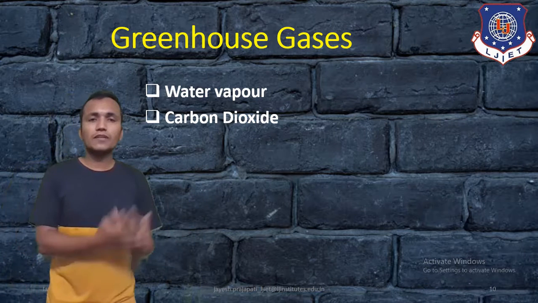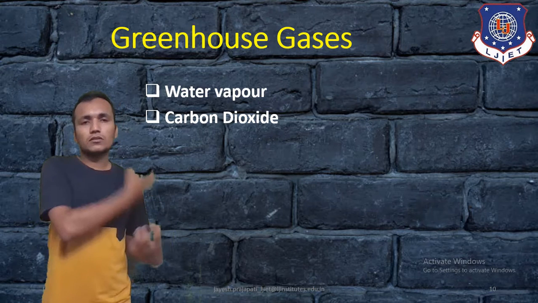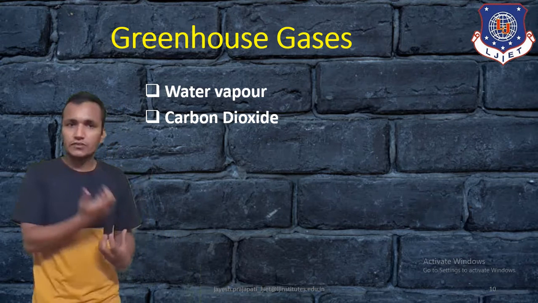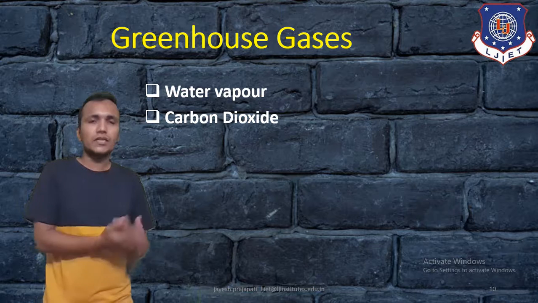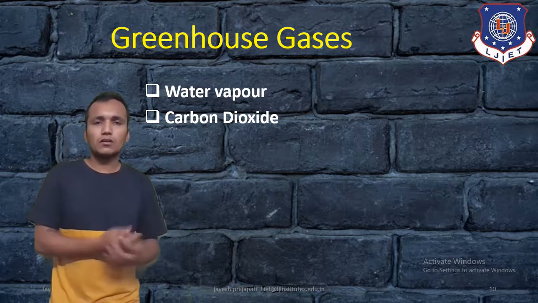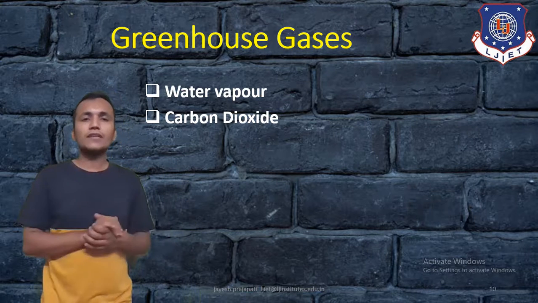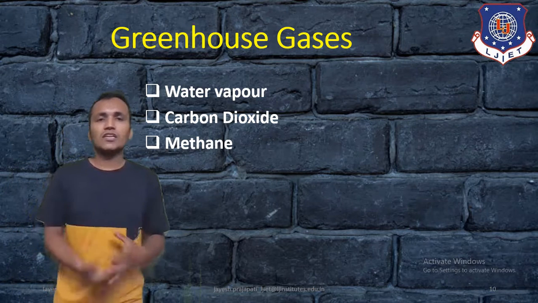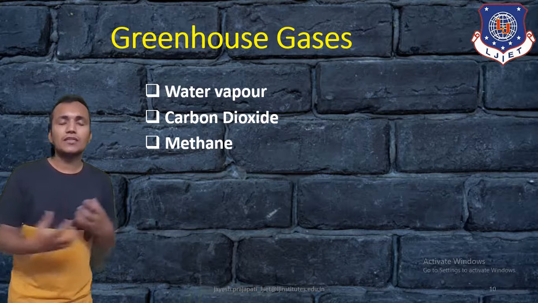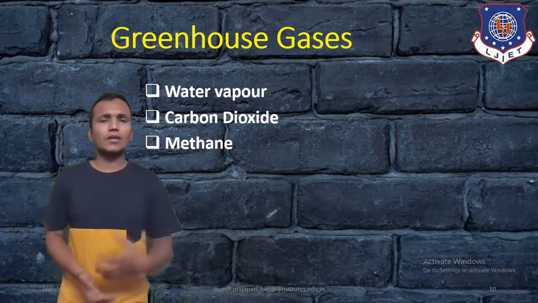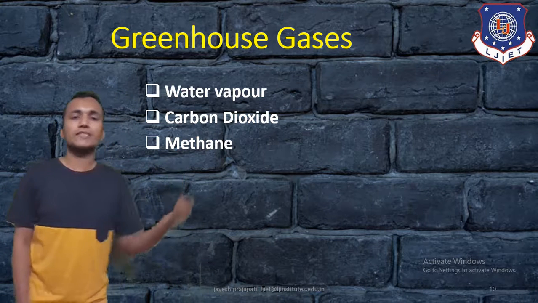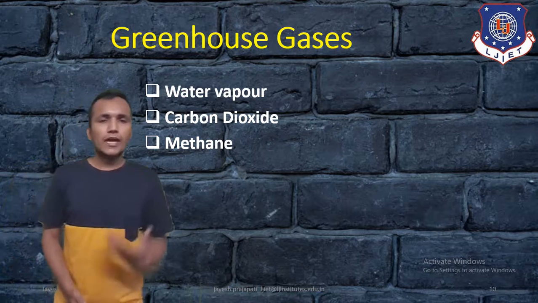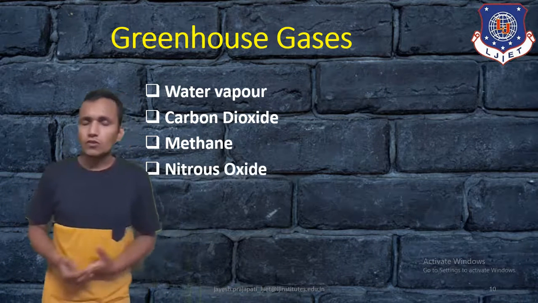So we have to maintain CO2, because CO2 can be collected by the trees. So we have to plant more trees on this earth. So we have to balance greenhouse gases. Then methane. Methane, we can say, is a heavy gas that is available below and above the sea levels. Okay. Then nitrous oxide.